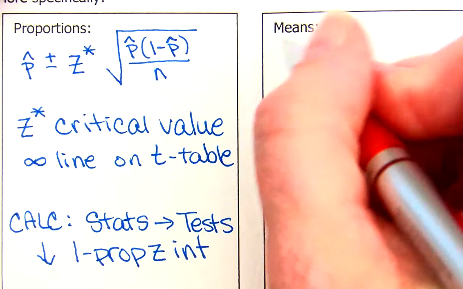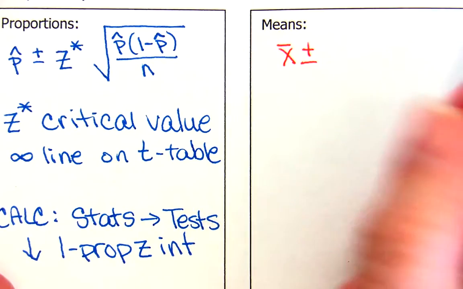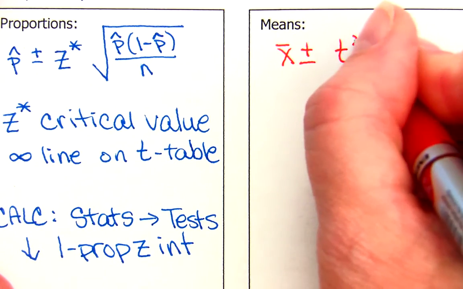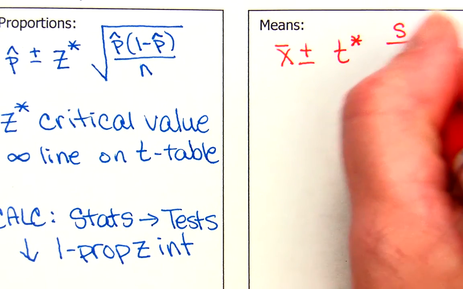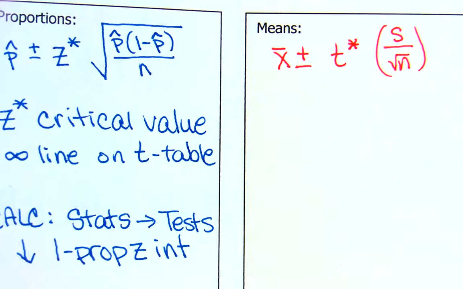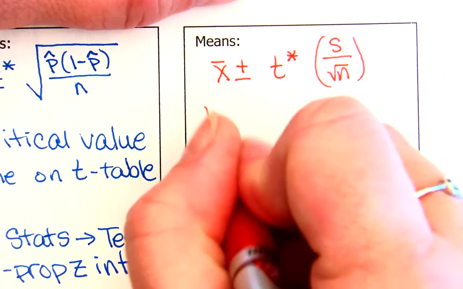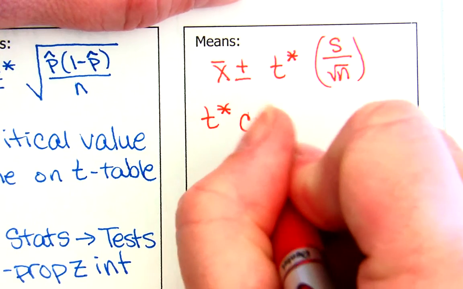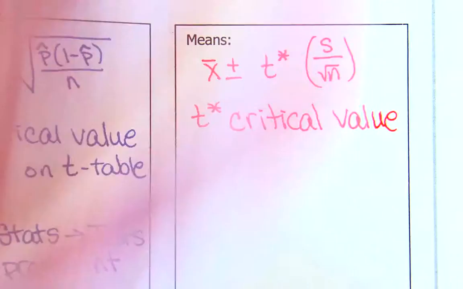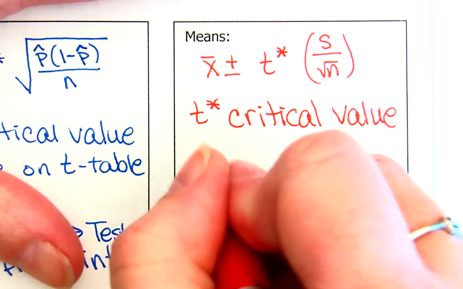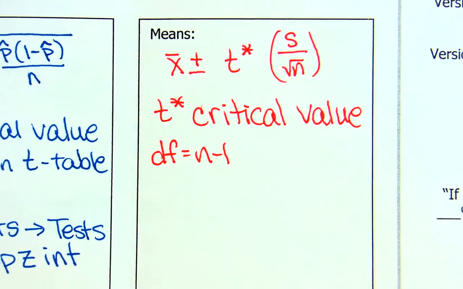For means, our point estimate is now x bar. We'll do plus or minus our critical value. Now this is going to be from our t table. And our standard deviation will be s over square root of n. So now t asterisk is the critical value. And you'll use the degrees of freedom, which is n minus 1. So your sample size minus 1, that's the degrees of freedom line we will look at.